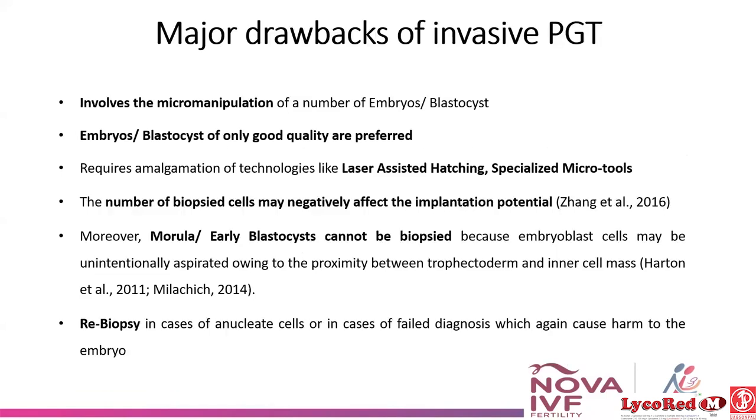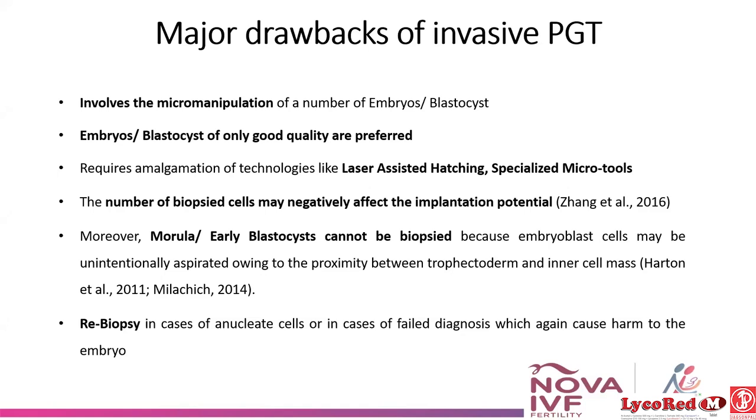But what are the major drawbacks of invasive PGT? It involves micromanipulation of a number of embryos or blastocysts. Embryos or blastocysts of only good quality are preferred. We can do biopsy with poor quality embryos. But what happens after doing the biopsy? There is a chance that after thawing, that embryo will not survive if the embryo is not of good quality. Here you need technologies like laser-assisted hatching and specialized microtools like biopsy needles. The number of biopsied cells may negatively affect the implantation potential.